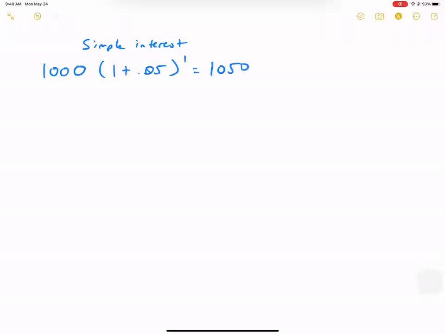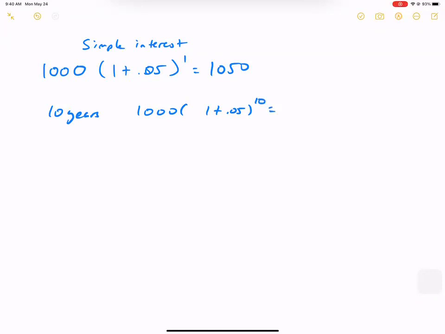And we said that we can carry this over several years. What if I want 10 years? The problem ends up to be 1,000 times 1 plus 0.05. And then since we're going to multiply this over and over and over by 10 times, we just put a 10 on top.